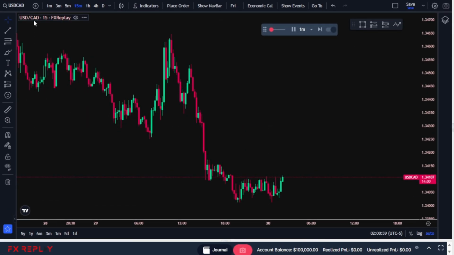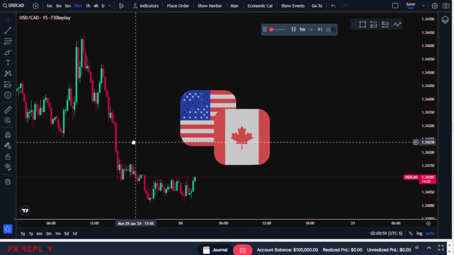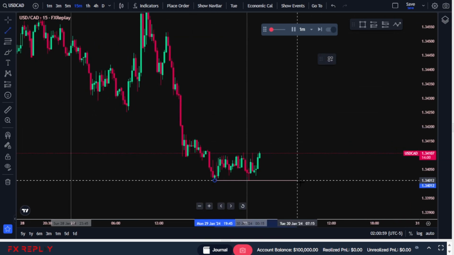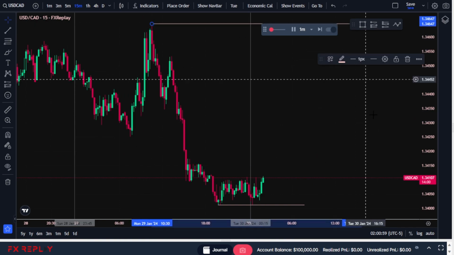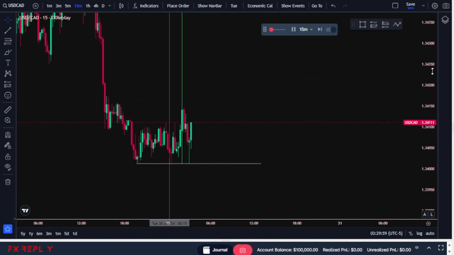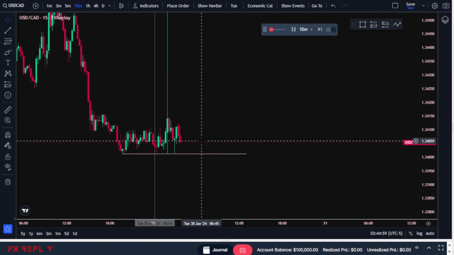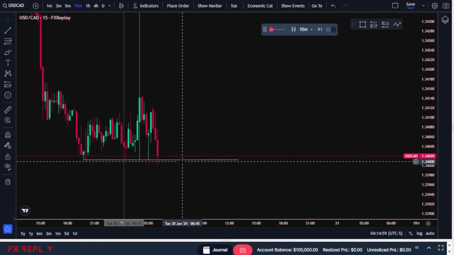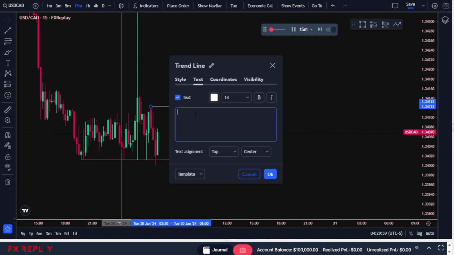For the next example, we are on USD Canadian dollar on the 15-minute time frame. We will be marking the previous day's high and low, and wait patiently for one of these liquidity to be purged. Once either low or high is taken out, now I will be waiting for the market structure shift.